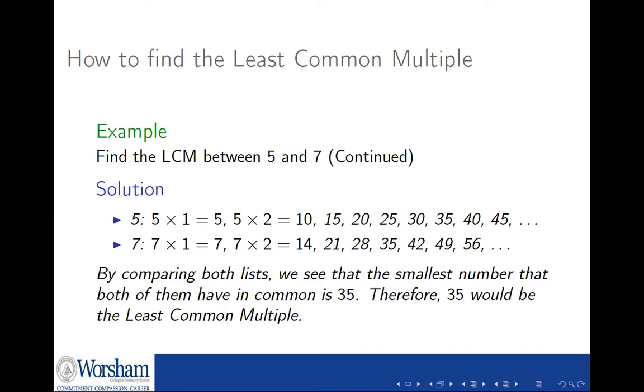All right? So, like I said, we're taking it way back to grade school when we did times tables. We look at the times tables for each of those numbers. The smallest number that both lists have in common is our common multiple. It's our least common multiple.